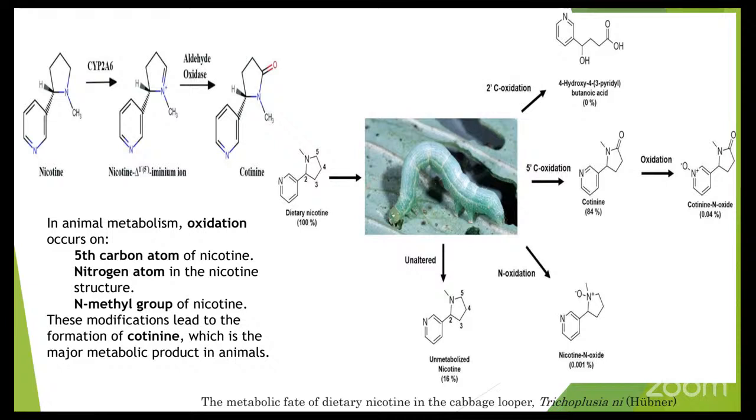Different from animal metabolism, soil bacterium oxidizes nicotine on the sixth carbon to form 6-hydroxynicotine. And in all animals tested, the major metabolic product was found to be cotinine, which is further converted to several metabolites and eventually to 3-pyridyl acetic acid. So these are the steps that nicotine follows, a pathway similar to that of nornicotine.